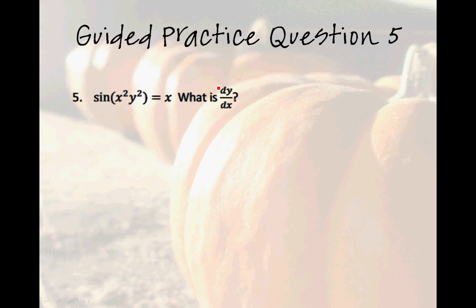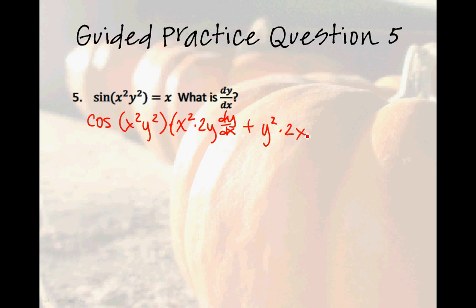And now for the last one, we are going to, again, use implicit differentiation. So the derivative of sine is cosine of x squared y squared. Now we need to take the derivative of the inside. So we have x squared times 2y dy/dx plus y squared times 2x. Okay, and that equals x, whose derivative would just be 1. Okay, so we could factor this guy out. He's the only dy/dx that we really have to worry about.